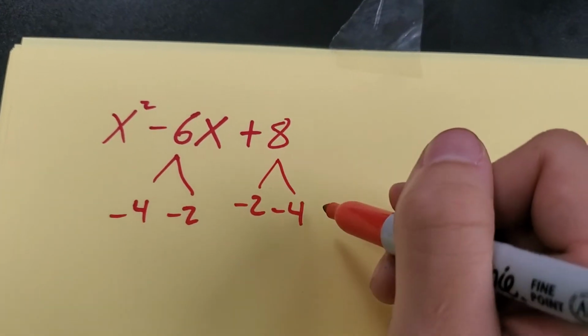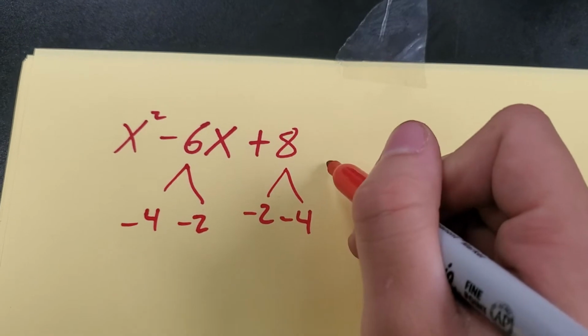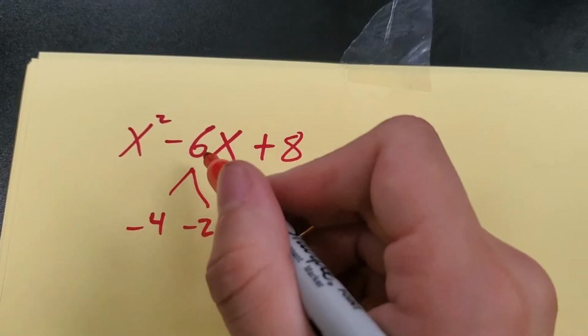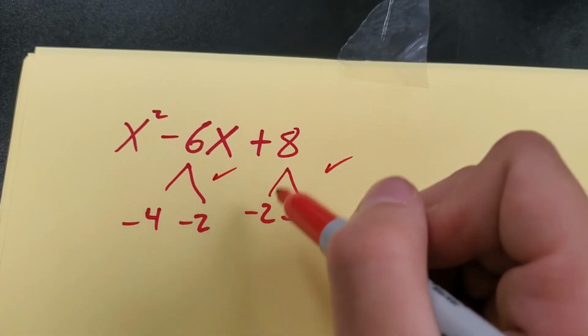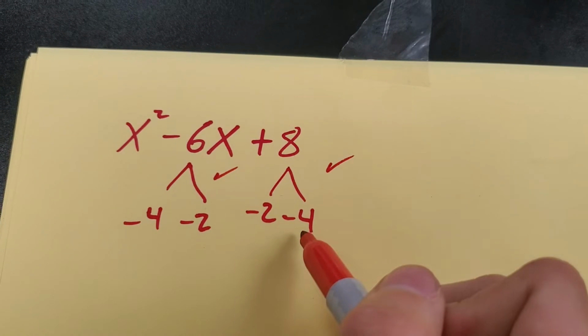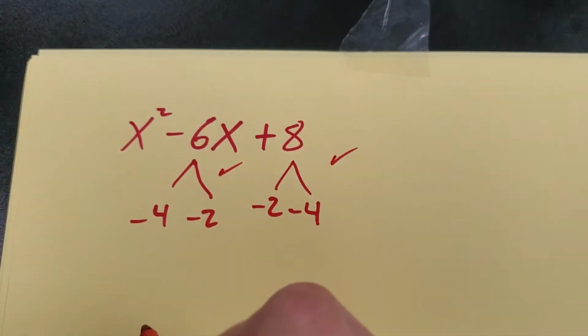Let's see. Negative 2 times negative 4 is positive 8, so this one's good. And negative 4 plus negative 2 is negative 6. This is great. So we have negative 4 and negative 2 as our values.